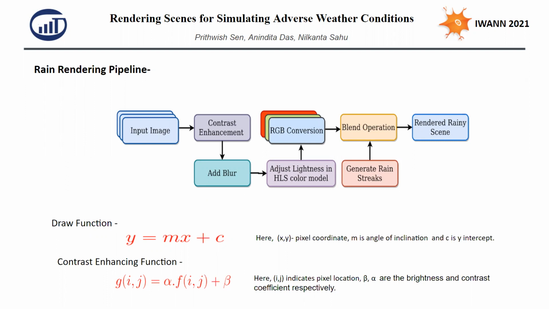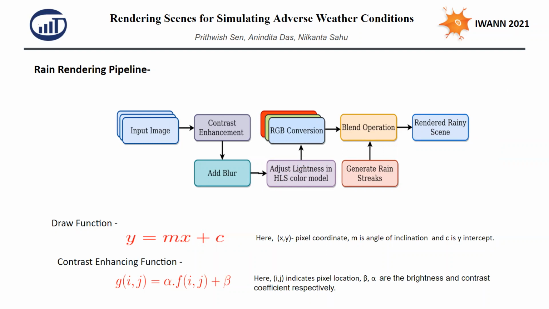In the rain rendering scheme, a new model is proposed for rain streak generation. The streaks are drawn with the help of the equation y equal to mx plus c, with x1, y1, x2, y2 the coordinates of the start and end point, and m being the slant angle.